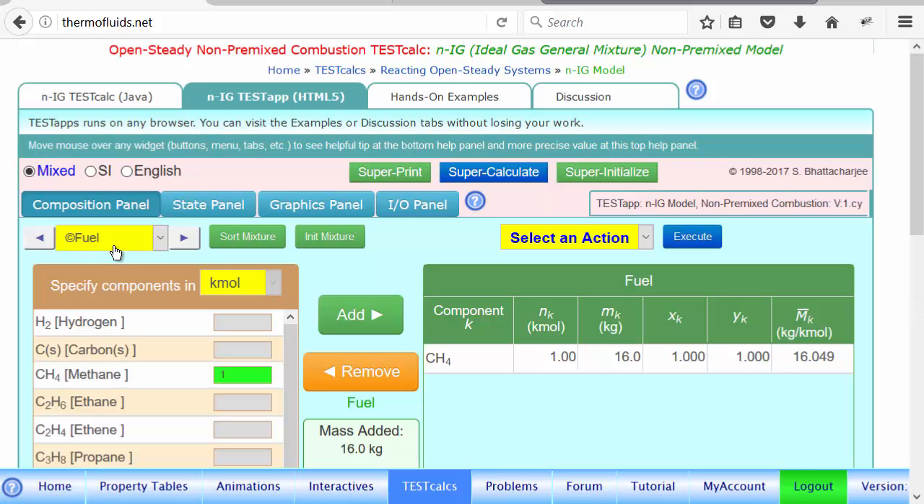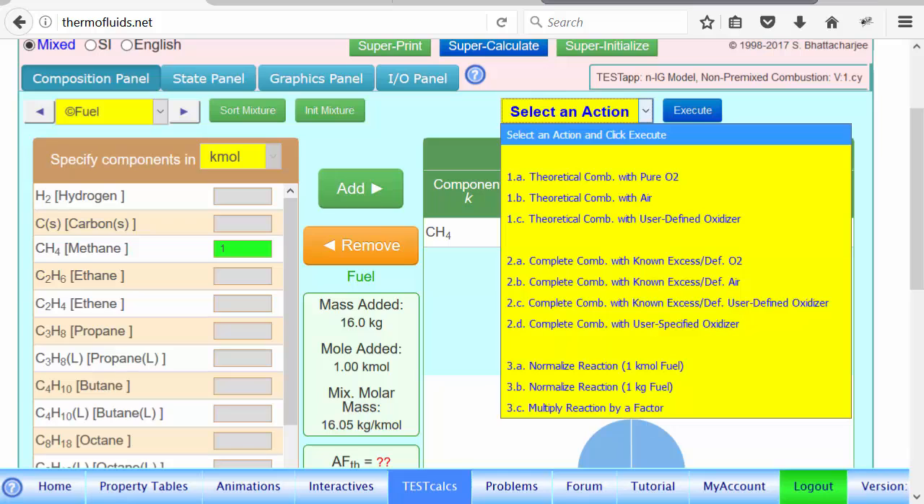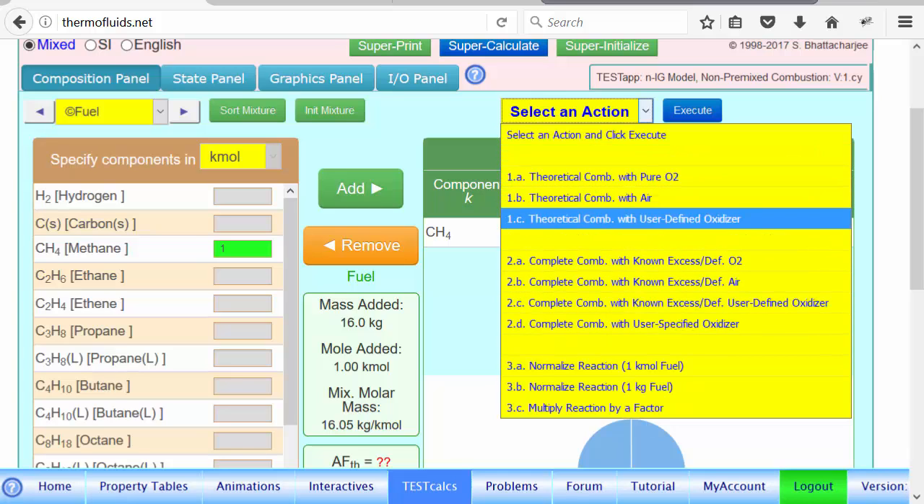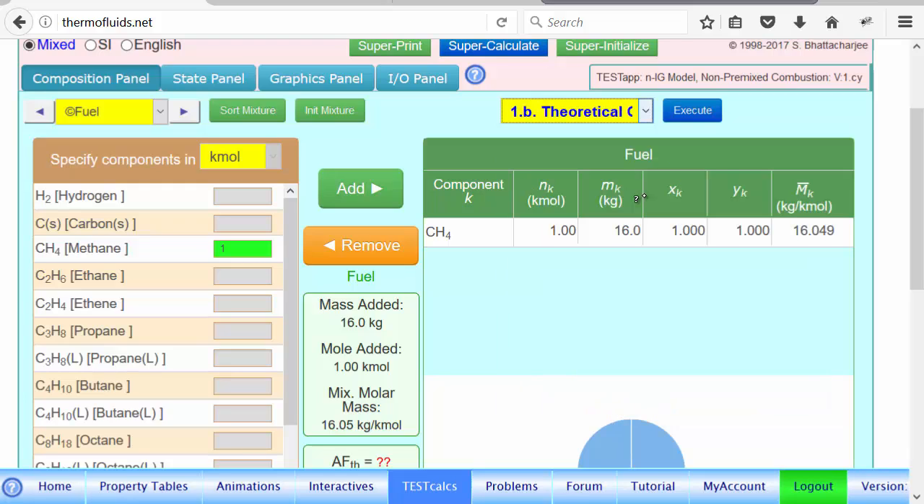Fuel is already done. And for a standard reaction, it's very easy to pick up a standard reaction. They are categorized here. And we have a theoretical combustion with air. Theoretical combustion means we have exactly the right amount of air reacting with methane. There will be no leftover fuel or oxygen at the end of the reaction. And the reaction will be complete.